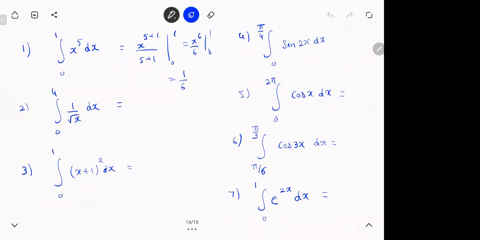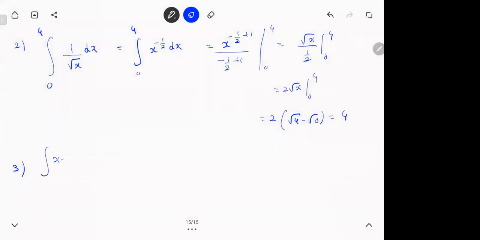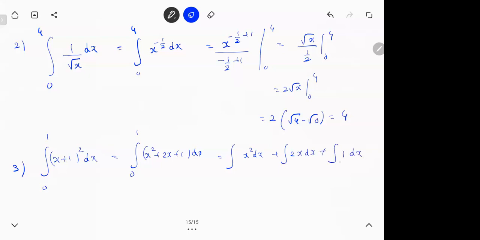What's the third one? Third is (x plus 1) whole square dx from 0 to 1. You can expand this into x square plus 2x plus 1. This can be written as integral x square dx, plus integral 2x dx, plus integral 1 dx. 1 is nothing but x to the power 0.